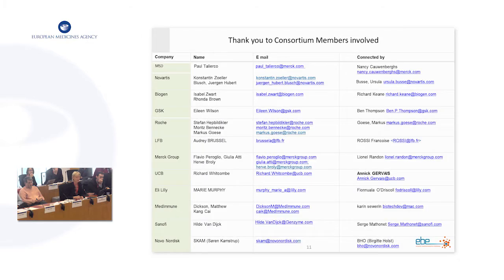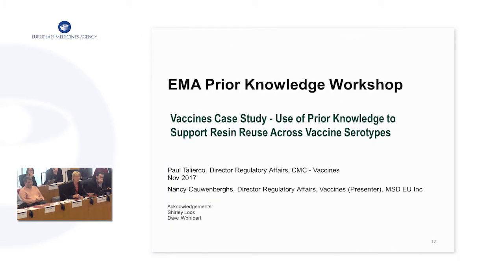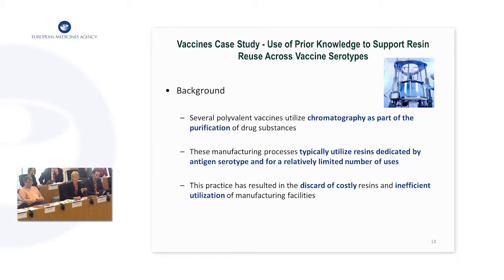So in the next few slides, we actually want to illustrate that we believe that there are also opportunities to streamline resin lifetime studies for vaccines. And in these slides we will illustrate how we have started to evaluate the use of prior knowledge to support resin reuse across vaccine serotypes. So the case study concerns a multivalent vaccine.